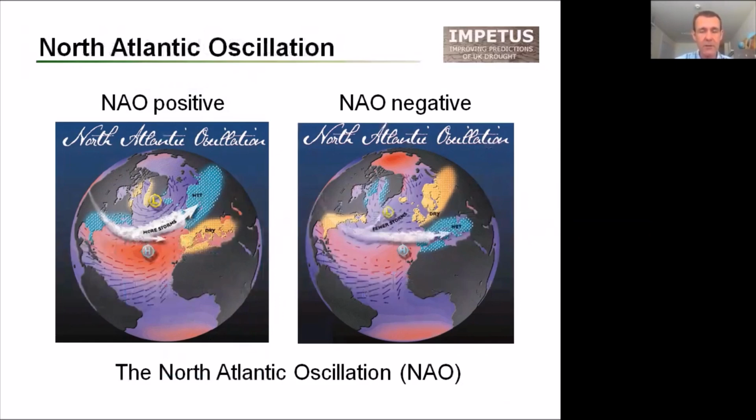Now, the North Atlantic oscillation is a large-scale mode of climate variability over the North Atlantic. This figure here shows what happens when the North Atlantic oscillation is positive. We have increased flow over the North Atlantic, which brings more storms and wet conditions into the UK. When the NAO is negative, we have the opposite, and we have storms going into Southern Europe, and we have dry conditions over the UK and Northwestern Europe. In IMPETUS, we've been using seasonal forecasts of the wintertime North Atlantic oscillation to actually generate skillful forecasts of rainfall for the UK.